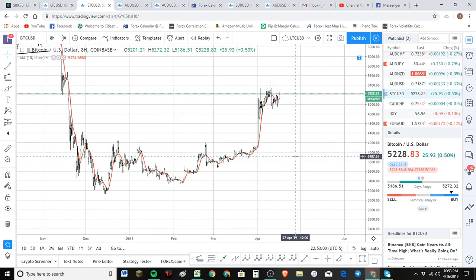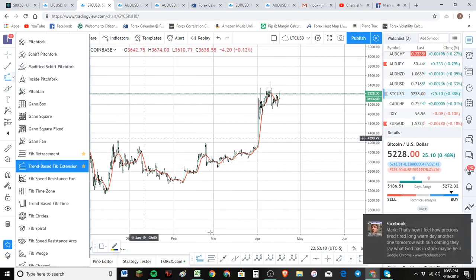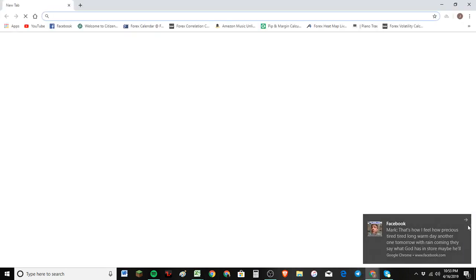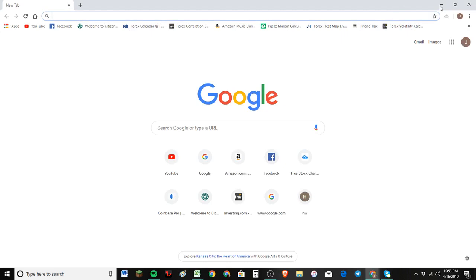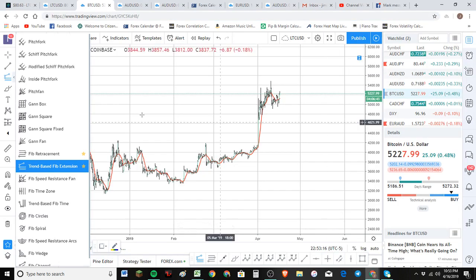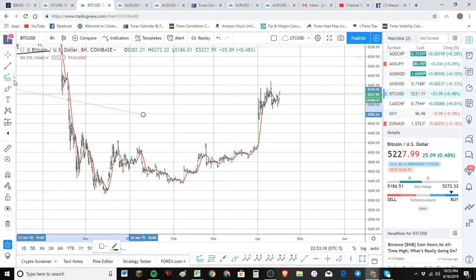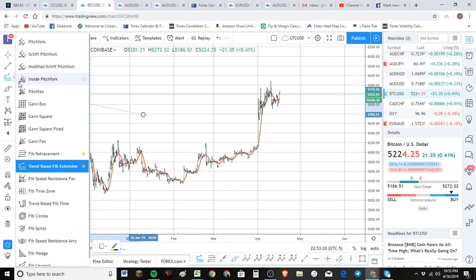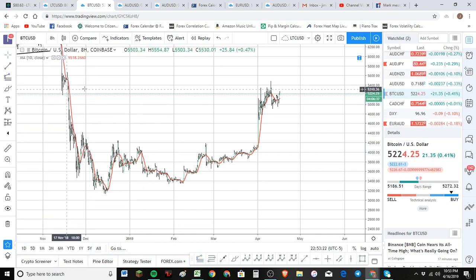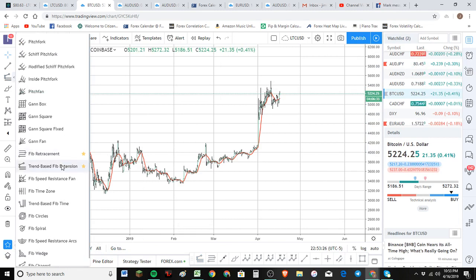Well, let me teach you a little lesson on the Fibonacci extension tool. So in TradingView, if you come over here to the Fibonacci extension tool, you'll find it in the second section of tools. Sorry about that, let me see if I can move that over. There we go. You'll find it in the second section of tools. And you are looking for the trend-based fib extension.